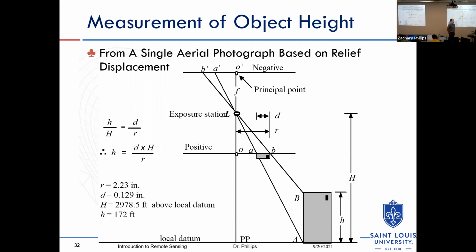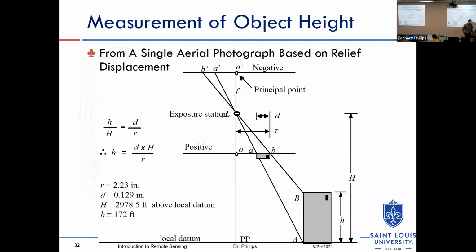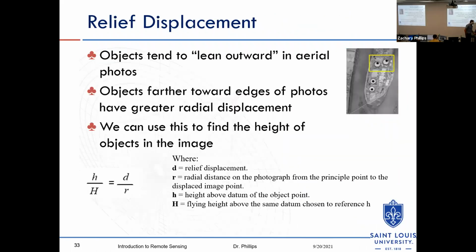That's what we want. And D and R, as we just saw, R being the distance between our principal point and the point we're measuring at the top corner of our building. And D is the length on our image that is correlated with the height of that building. Disregard those numbers for right now.